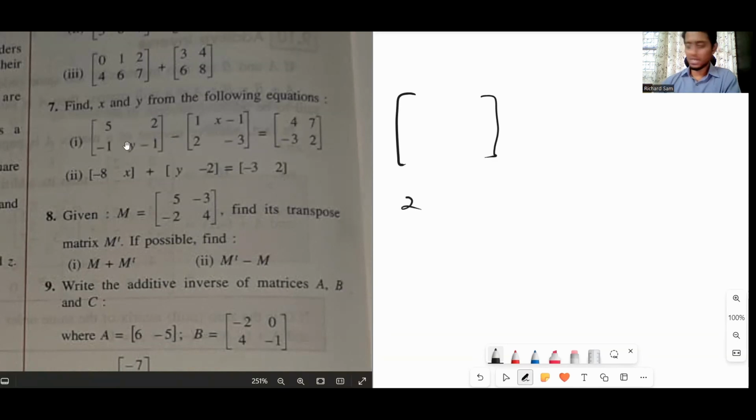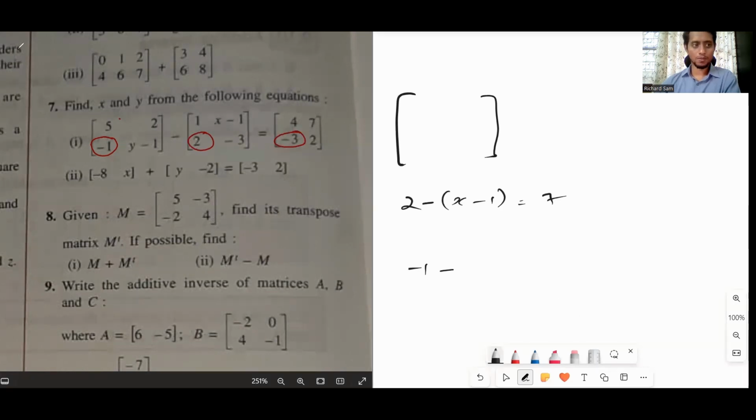2 minus x minus 1 equal to 7. Tell me the next equation. Minus 1 minus 1, no, the matching with minus 1 is the 2. See, minus 1, 2, and this. This is all matching.